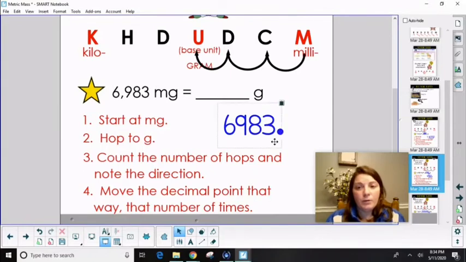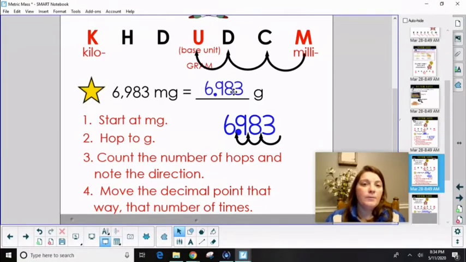Here we go. Let's hop it over. 1, 2, 3 to the left gives me 6.983. So 6,983 little tiny milligrams equal 6.983 grams. So almost 7 grams. Remember, a gram is about the mass of a paperclip.